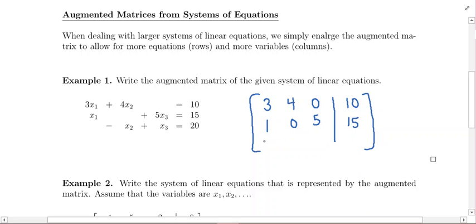Last equation, in the third row here, we are missing x1, so put a 0. There is a -1 in front of x2. So be careful here. Don't put just a 1. The sign here is negative. This is like -1 times x2. So there's a -1 in front of x2, +1 in front of x3, and a 20 on the other side. Make sure you're using the correct sign with these numbers.